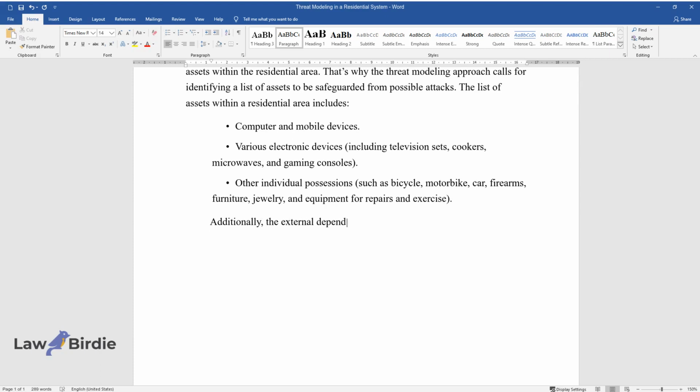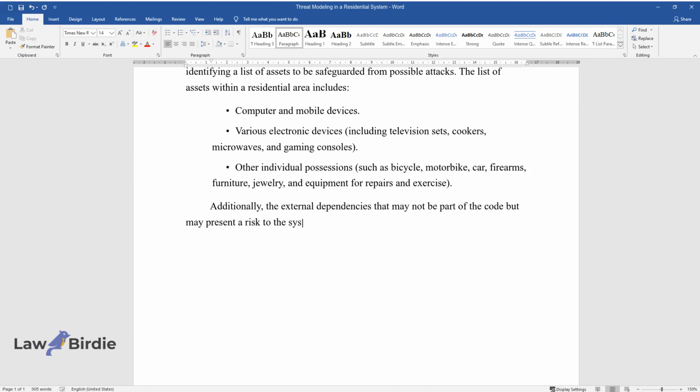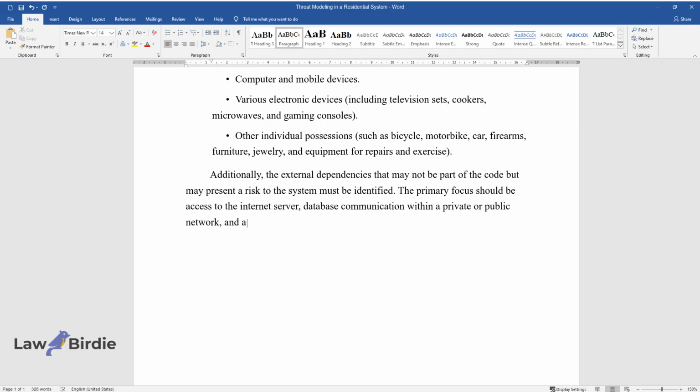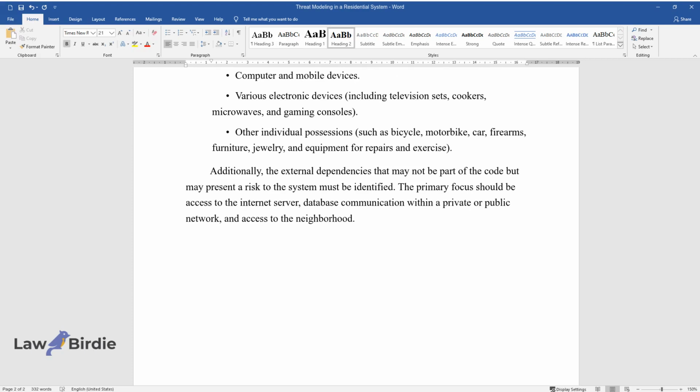Additionally, the external dependencies that may not be part of the code but may present a risk to the system must be identified. The primary focus should be access to the internet server, database communication within a private or public network, and access to the neighborhood.